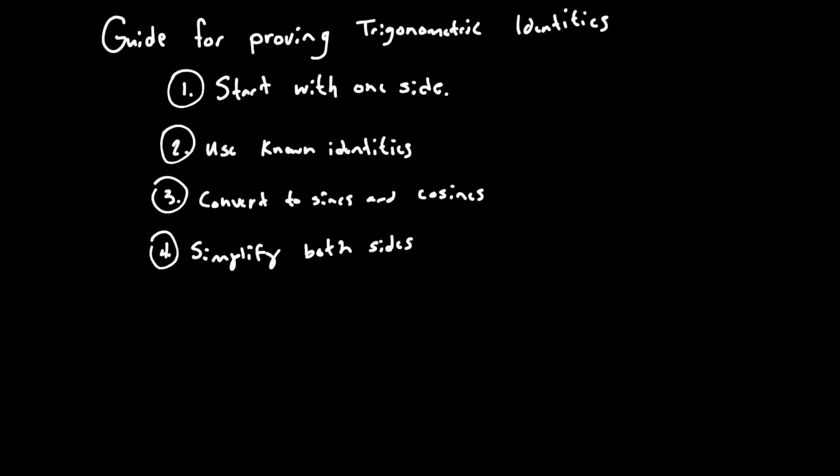Step number 3, if you can't get anywhere, then it's generally helpful to rewrite all our functions in terms of sine and cosines, and then use the trig identities that correspond to sine and cosine. And finally, if you can't solve the trig identity, go ahead and start simplifying the other hand side. If you can simplify the right-hand side and the left-hand side to equivalent expressions, then you've also verified your trig identity. So let's go ahead and work a few more problems.